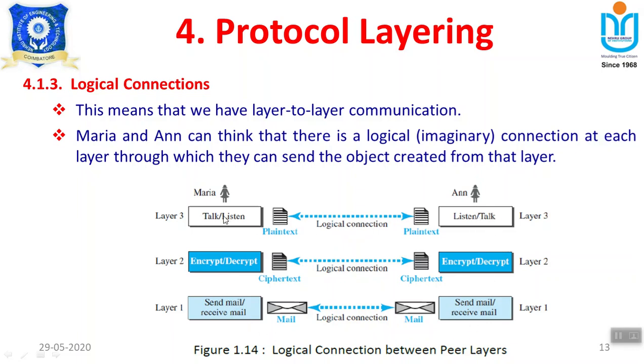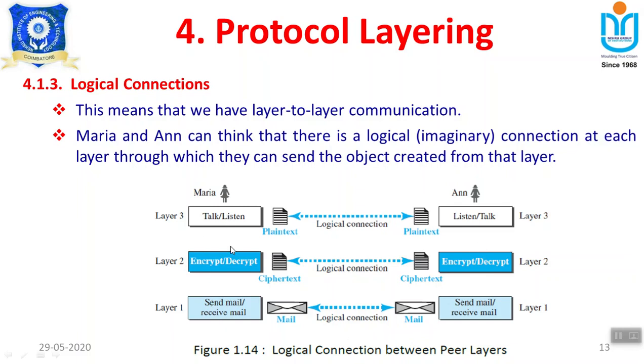But as a user we are thinking that, because in a short duration everything is happening, the communication between the layers is direct, but it is actually imaginary. That is the reason why it is represented as logical. So Maria and Anne can think that there is a logical or imaginary connection at each layer through which they can send the object created from that layer. It is not like that. Logically we are thinking, imaginarily we are thinking, but actually in a physical connection it will be like this.